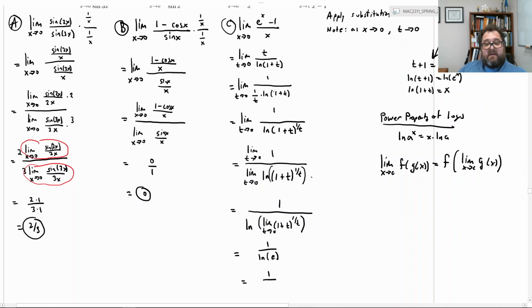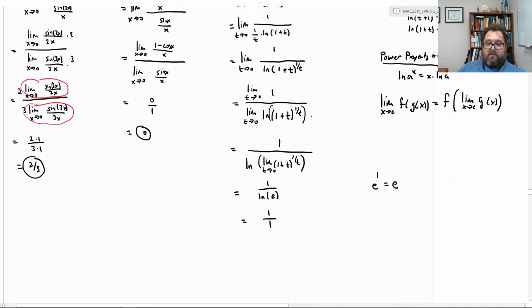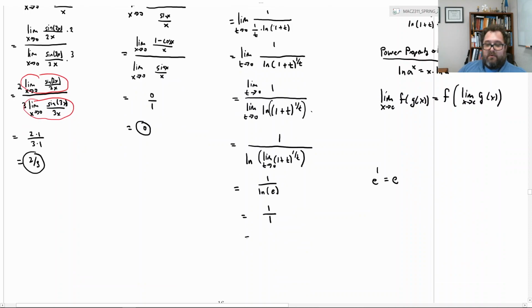Well, this is asking us e raised to what power equals e? The base of the natural logarithm is e. So e raised to what power gives you e? Well, of course, the answer is 1. E to the first power equals e. So we get 1 over 1, which of course is simply equal to 1.